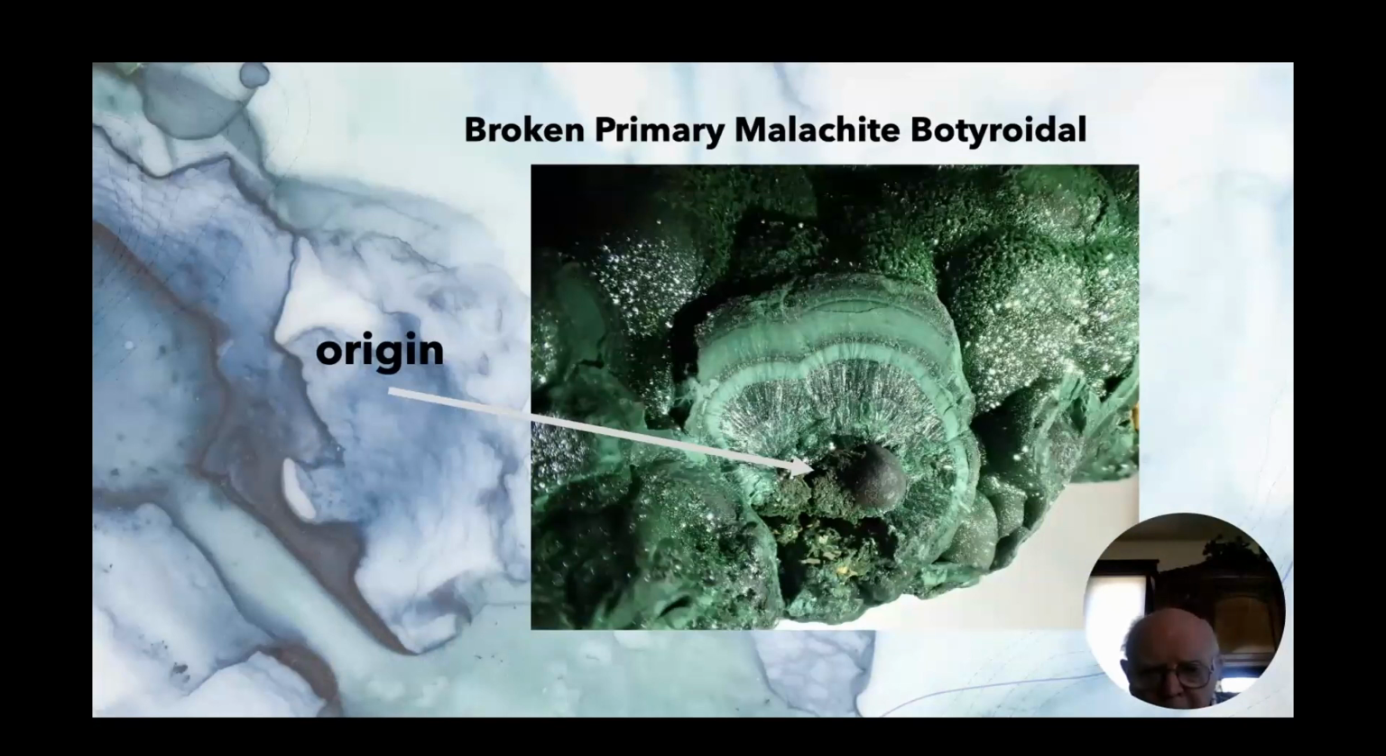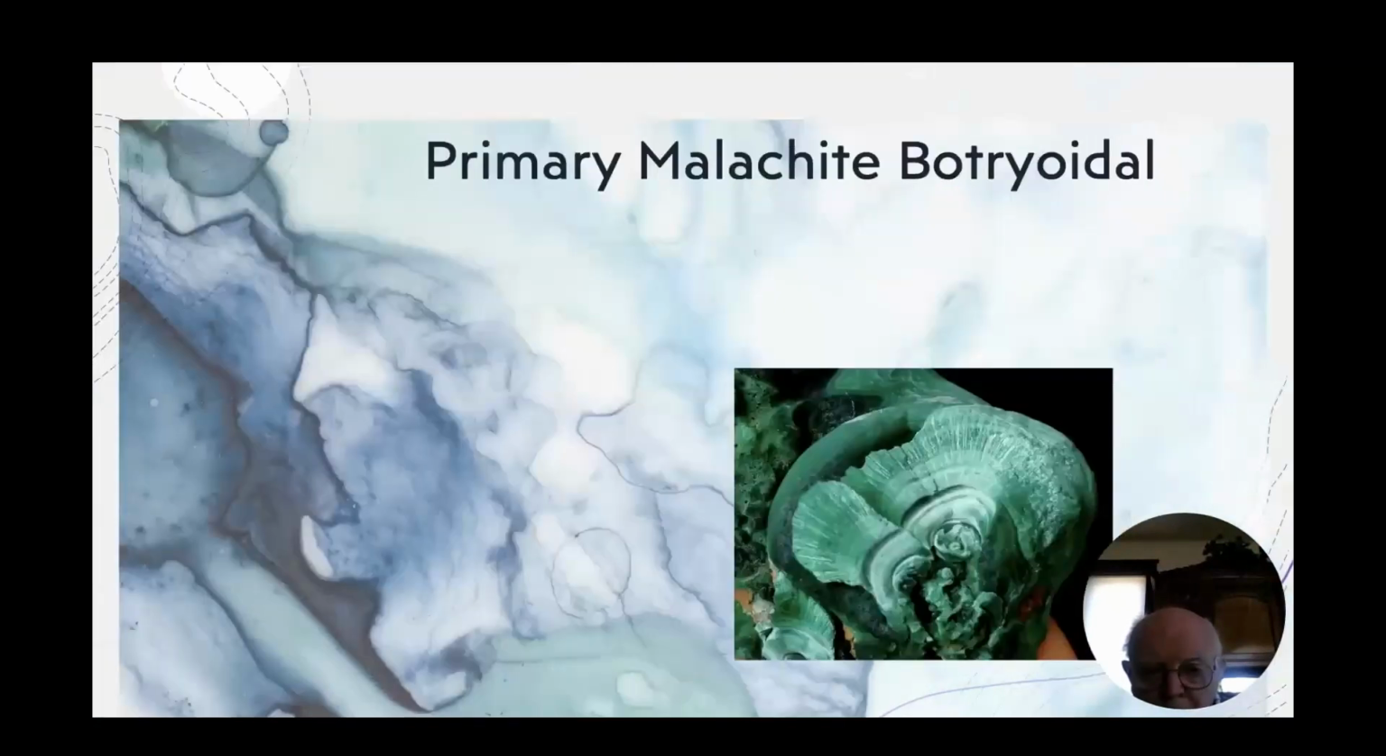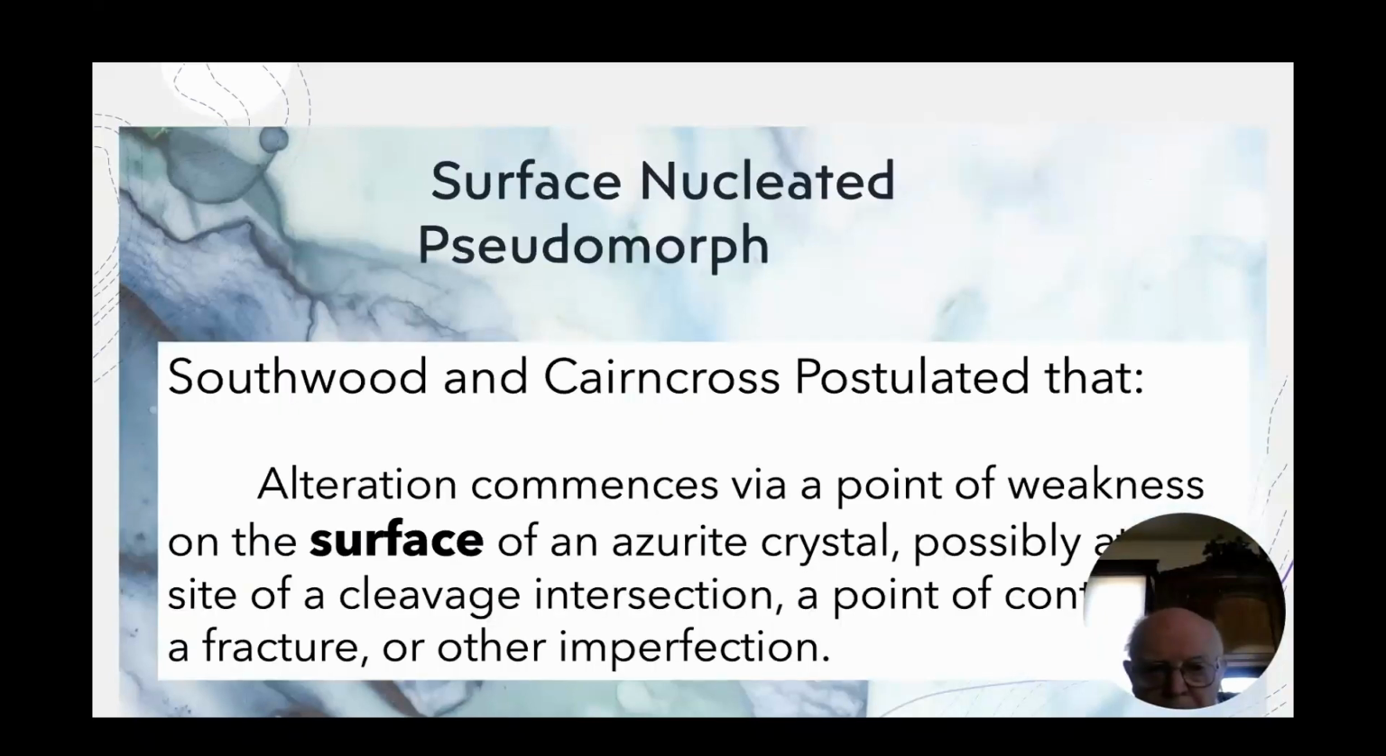Broken primary botryoidals through the center of the botryoid indicate the origin of the pseudomorph is typically a small sphere. The radial arrangement of the broken surface of a primary malachite can be used to backtrack to the source of the pseudomorph. Southwood and Cairncross postulated that all of the pseudomorphs started with a single point on the surface of the azurite from some defect possibilities.